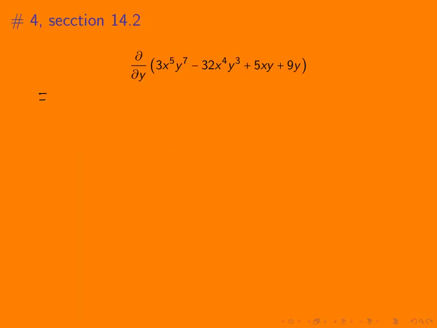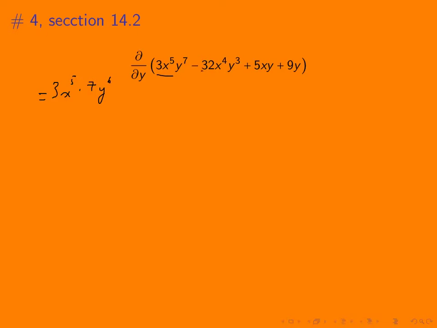So this first one is a partial derivative with respect to y, and it says take the derivative of this polynomial looking thing, and everywhere I see an x, I'm just going to pretend that that piece is just a constant. And then the derivative is pretty straightforward. So as I differentiate this first term with respect to y, I'll get 3x to the 5th times the derivative of y to the 7th, so that's times 7y to the 6th.